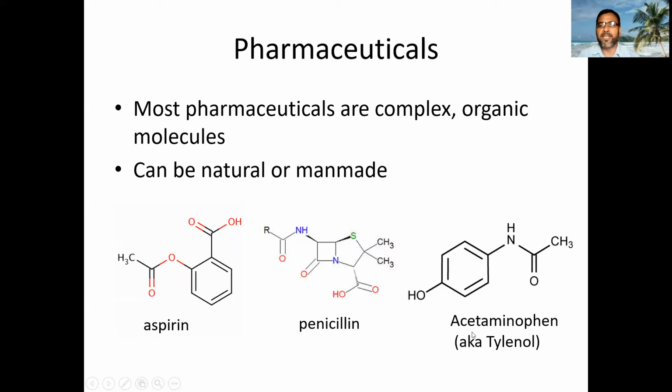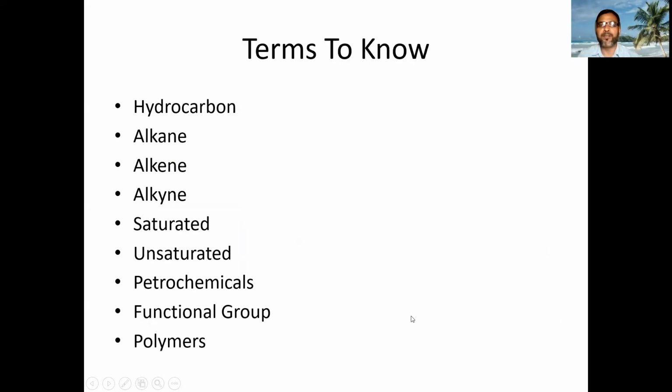Now you can see the acetaminophen. Acetaminophen, common name Tylenol. You can see this is the substituted amide and alcoholic functional groups. These are the medicine, aspirin, penicillin, acetaminophen.